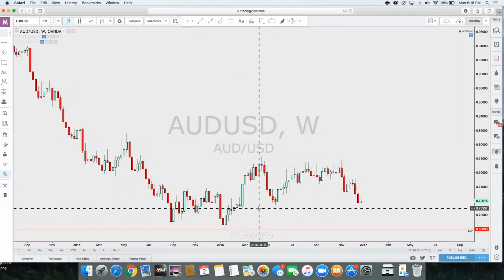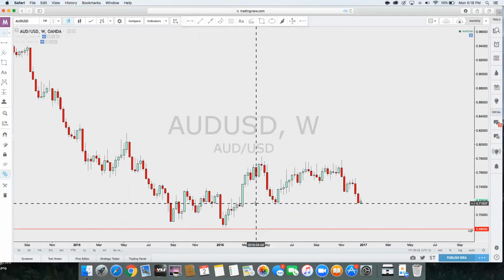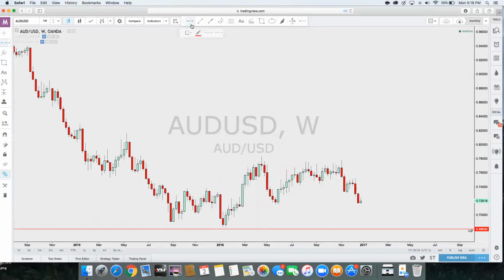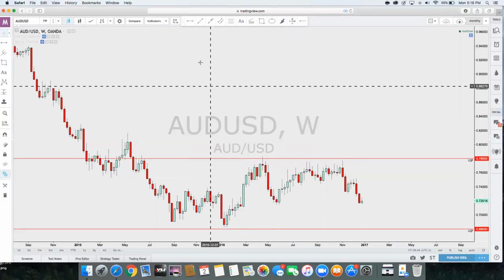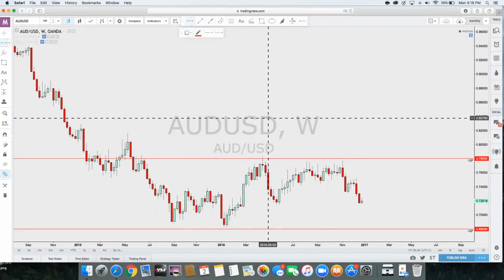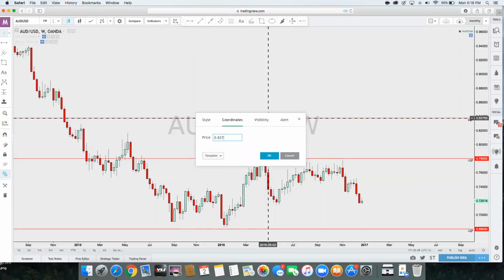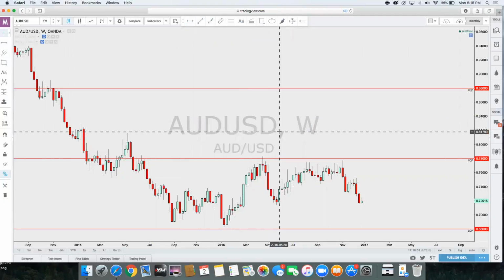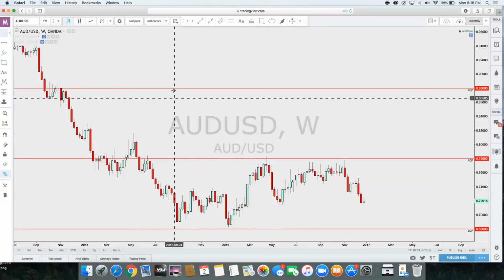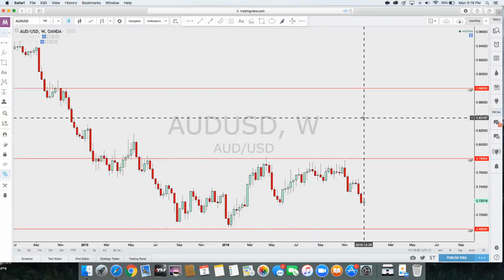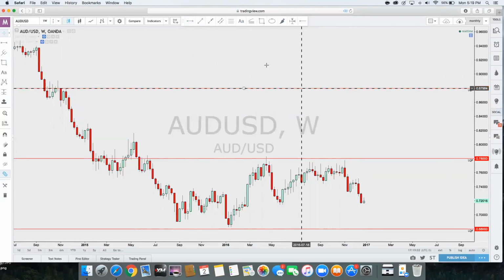So 1,000 pips is basically going to be 6,800 to 7,800. So anywhere, click on the screen and just go to coordinates, 7,800, right there, perfect. And we'll do one more 1,000 pip spread, which is 8,800. As you can see, they're on our charts now.